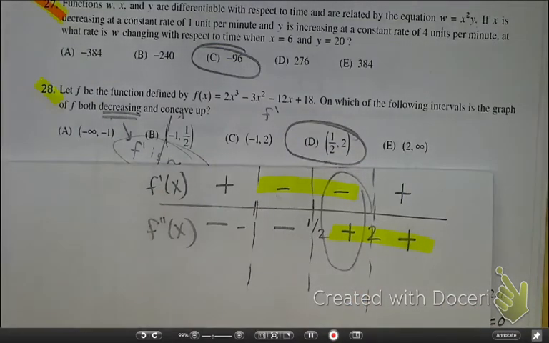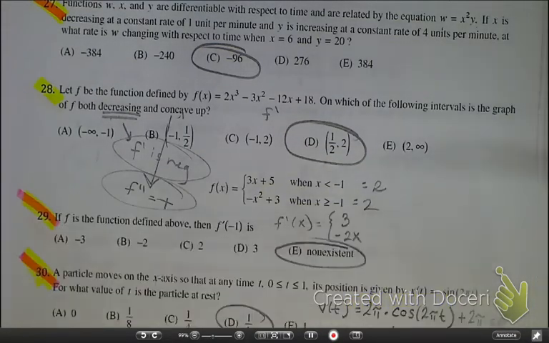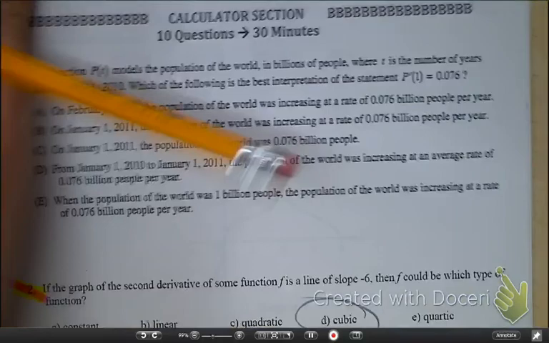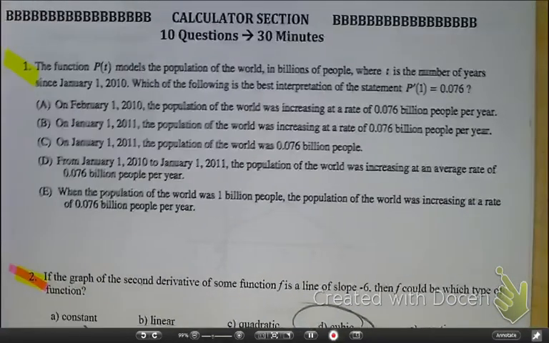And that's number 28. The next one we need to look at is one we skipped in the previous video, so we'll come back to it now. I accidentally skipped over it.